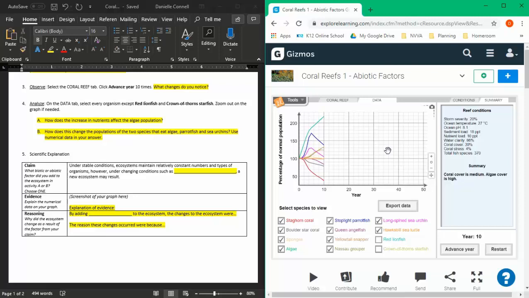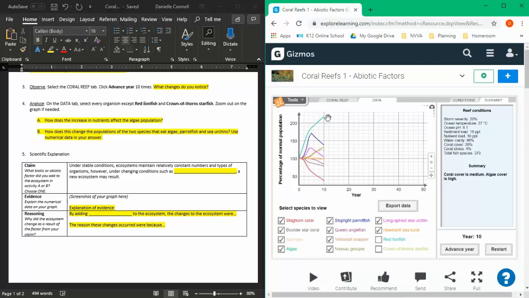I'm not going to give you the numerical data. It says, how does the increase in nutrients affect the algae population? So now you just got to find out which color algae was and find it on your graph and tell me about it. How did it affect it? Maybe you could use some numbers in there. Like it started out at this number, ended at this number after the course of 10 years. B says, how does this change the populations of the 2 species that eat algae, which are the parrotfish and sea urchins? Use numerical data in your answer. Okay, numerical data means you're putting numbers in there that you see on the graph.